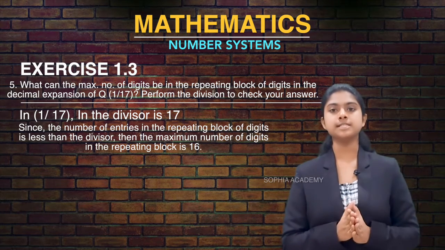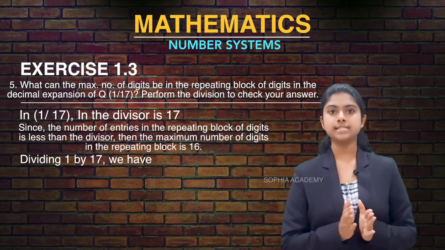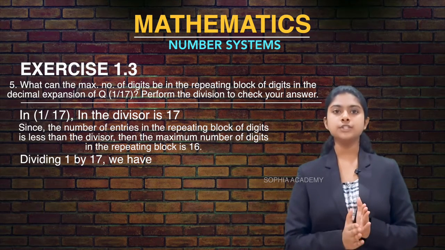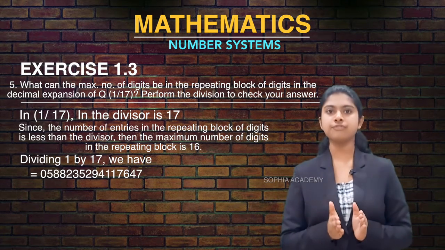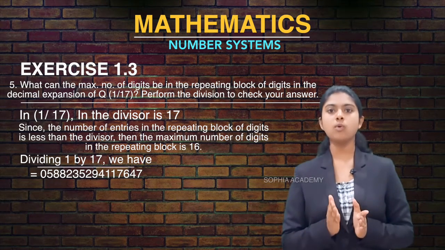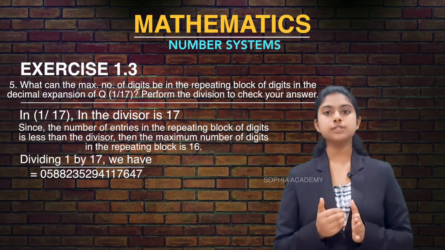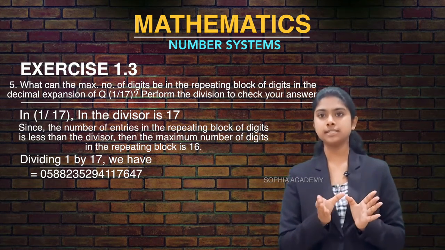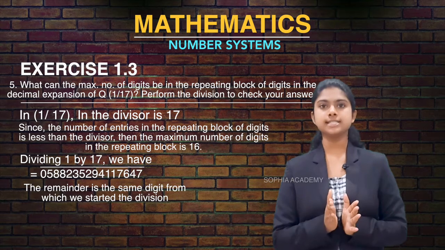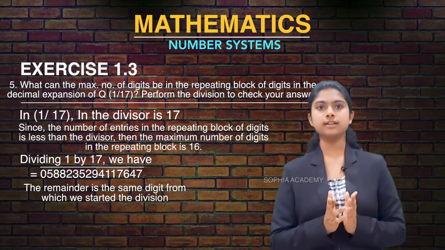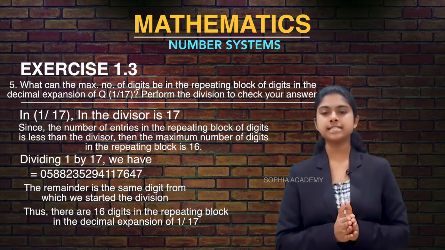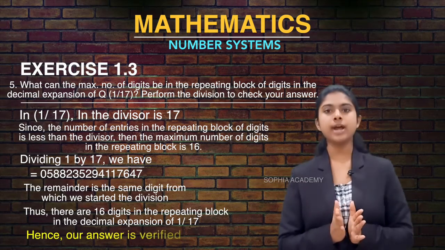So we are going to confirm this by doing the long division method of 1 by 17. When we do the long division of 1 by 17, we get an answer of 0.0588235294117647 the whole bar. Here the remainder never comes to 0, and these 16 numbers are repeating again. That is, the remainder is the same digit from where we started the division. Thus there are 16 digits in the repeating block of the decimal expansion of 1 by 17. Hence our answer is verified.